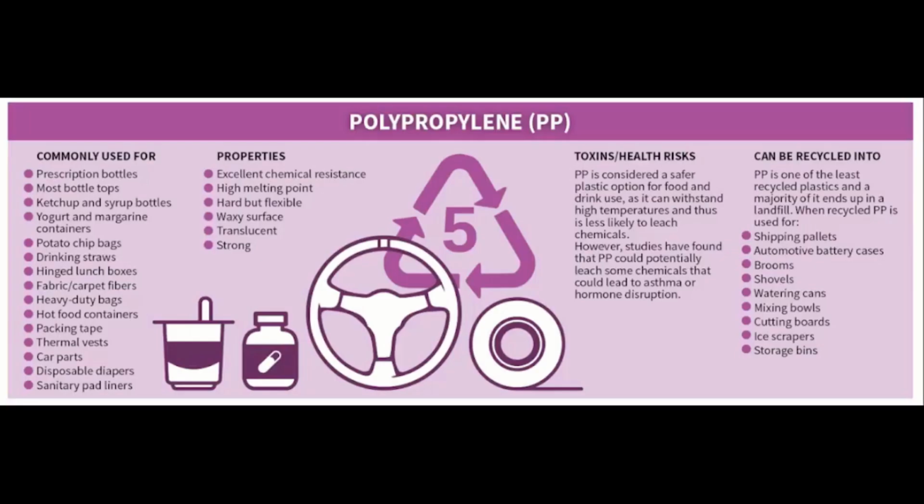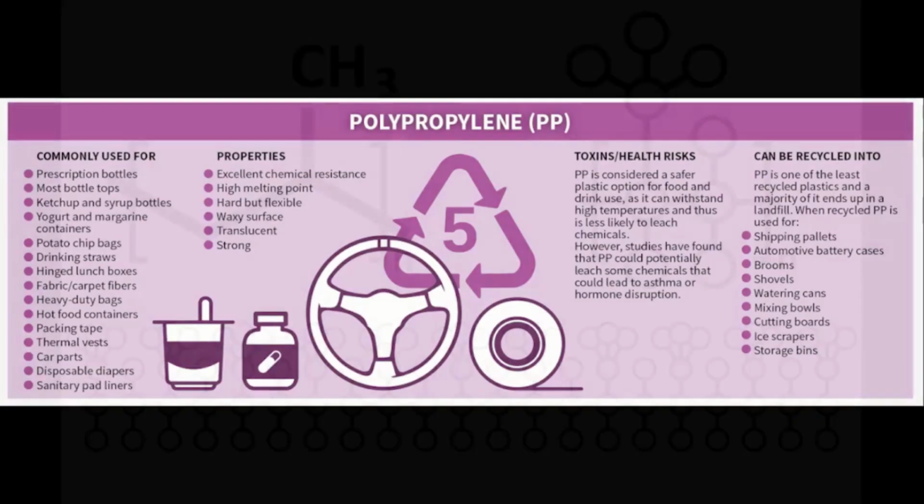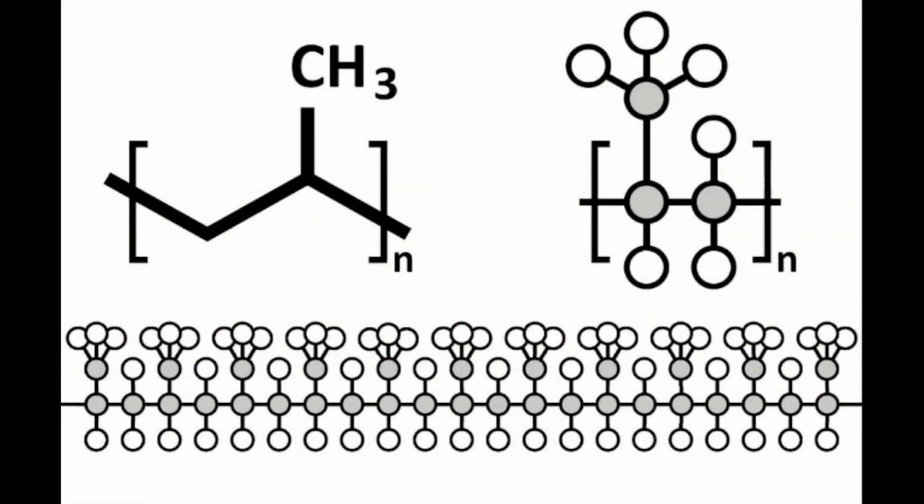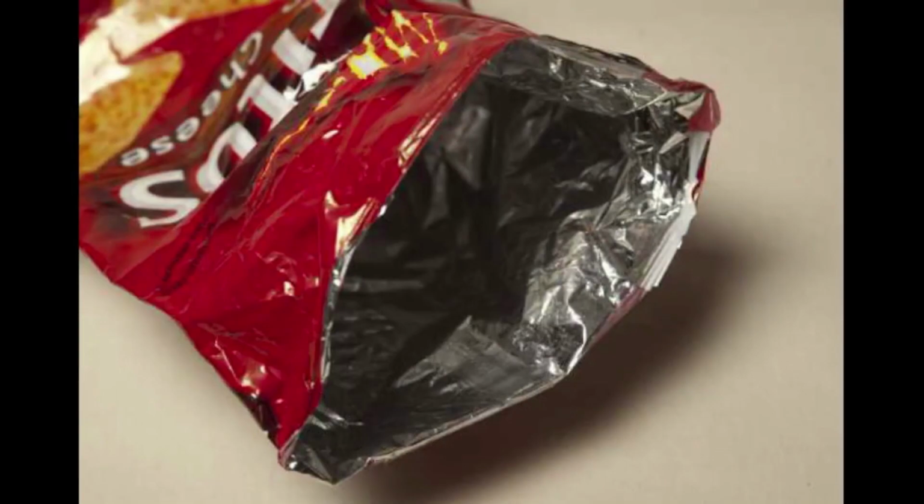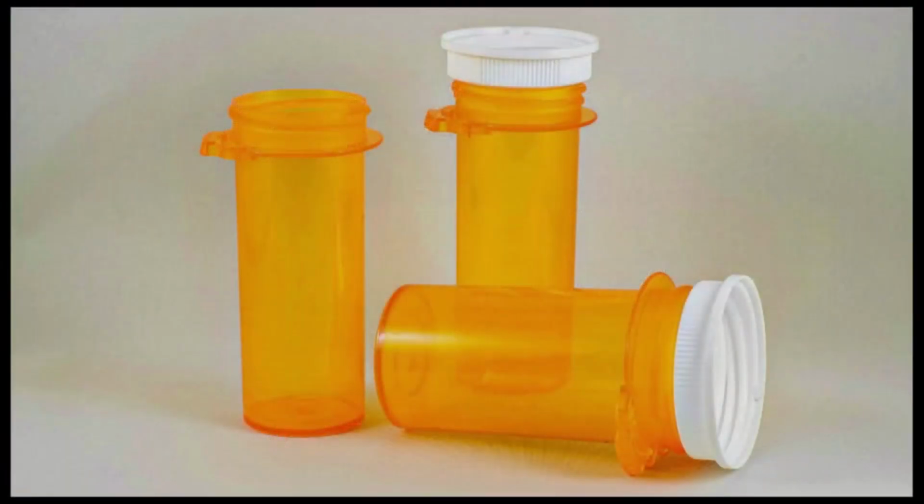Plastic number 5 is called polypropylene. Propylene has a high melting point, is generally translucent, and is hard but flexible. We talked about propylene earlier in this video, and the structure of polypropylene is just chains of propylene monomers strung together. Examples of polypropylene are potato chip bags, prescription bottles, but just the orange part is usually made out of polypropylene, and the caps are usually made out of HDPE.